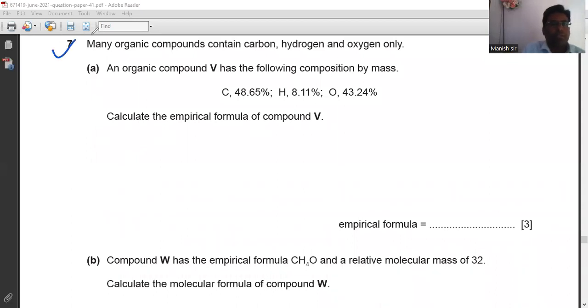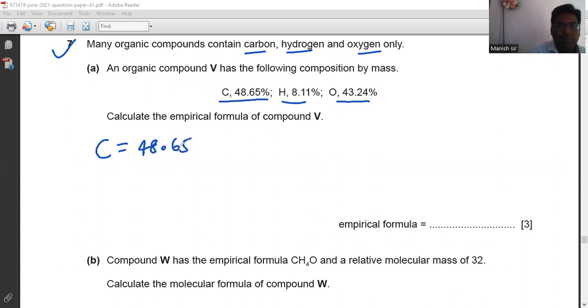Look at the next question, the seventh one. Many organic compounds contain carbon, hydrogen and oxygen. So this is the carbon percentage, this is hydrogen, and this is the oxygen percentage, given, right? So carbon will be how much? It is 48.65 divided by the atomic mass of carbon, which is 12. So what will be the value? Tell me. 48.65 divided by 12 will be 4.05, right?